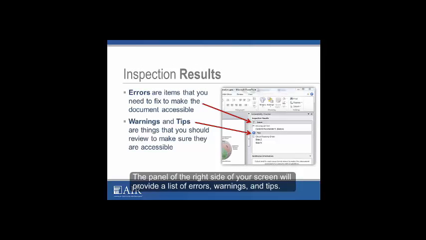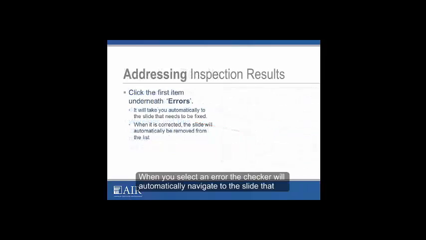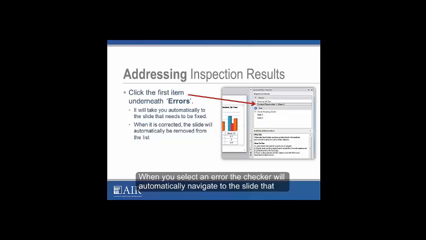The panel on the right side of your screen will provide a list of errors, warnings, and tips. All errors must be addressed and fixed. Warnings and tips are things you should review but may not need as much attention. When you select an error, the checker will automatically navigate to the slide that needs attention. The list will also automatically update itself as you make corrections.